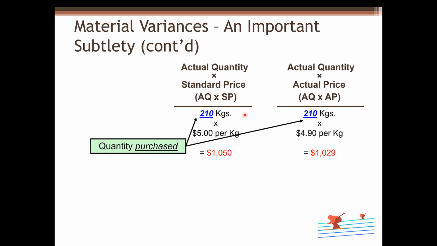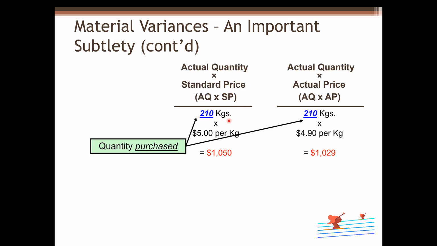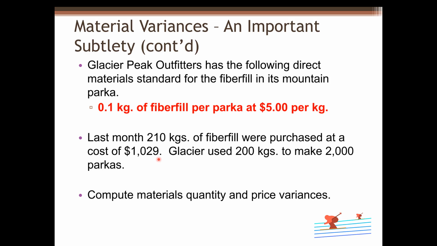And now, when we calculate the price variance, we should use quantity purchased for actual quantity. So for column 2, actual quantity times standard price. The company has purchased 210 kilograms. So we use 210 kilograms multiplied by standard price, $5 per kilogram, and then we can get $1,050. For column 3, actual quantity and actual price. This is actual cost. So we can just use the number the question has told us, $1,029. This is the actual cost.